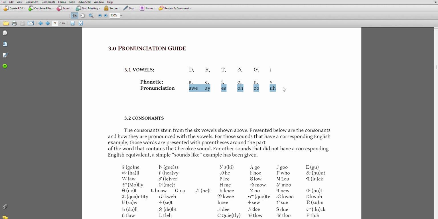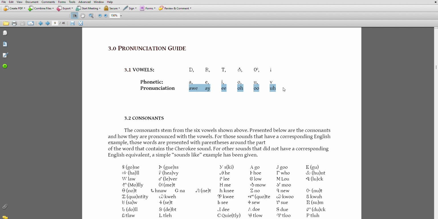This is the vowel that most second language learners have the most difficulty pronouncing, from what I've noticed. It is more pronounced in the back of the throat. It's not like the English O, where you go "no," and it is articulated in the front of the mouth. In Cherokee, it's in the back. So this is the difference between "no" in English and "no" in Cherokee.